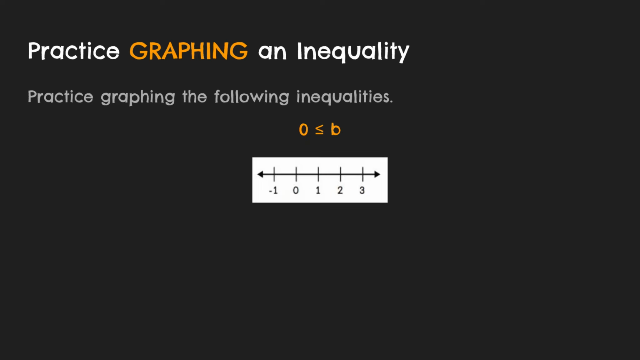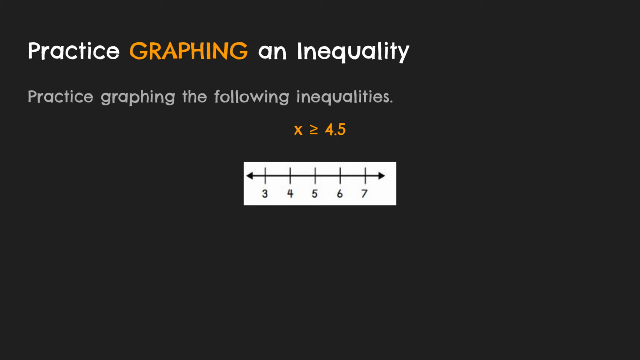All right, B is greater than or equal to 0. So I'm going to have a solid dot, because it could be 0, because it's greater than or equal to, and then I'm going to color everything to the right. So it could be 1, 2, 3, 3.5, infinity to the right, whatever. But we know B is greater than or equal to 0.